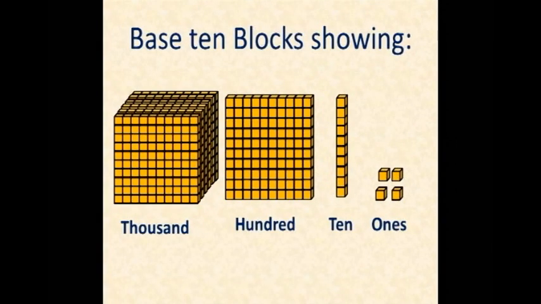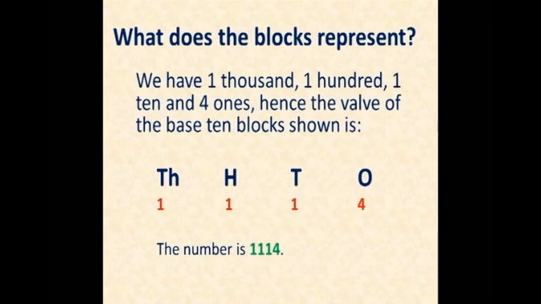Here we have base 10 blocks showing 1,000, 100, 1 group of tens there, and 4 ones. If you notice, I'm asking you the question, what do the blocks represent? We have 1,000, 100, 10, and 4 ones. The number represented is 1,114.